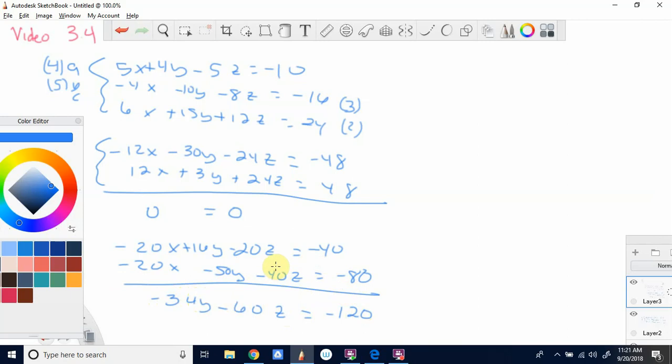Because it didn't cancel out to give me a false statement, or if it gave me a true statement, then I would say they're all three the same plane, so it's infinite solutions. These two are the same plane, so they cross this one. Okay, so they're going to cross at least at some line. They're not going to cross just at one point, because you only have technically two planes because two of them are the same. So we're going to get infinite solutions here because we know it crosses.